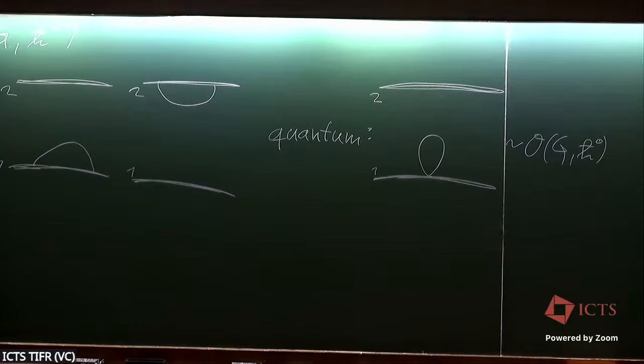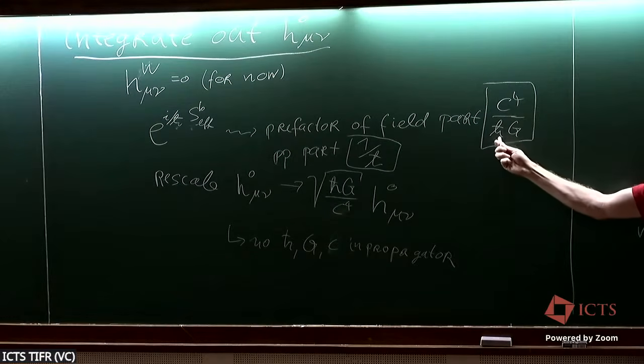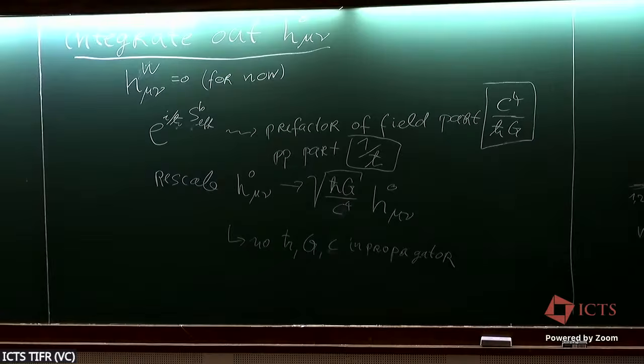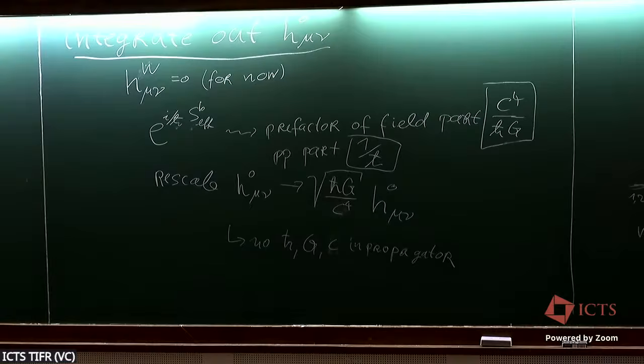Yes, exactly, it's here. 1 over h bar. So this is the -2 here, right? So the square root of h bar to the -2 is 1 over h bar.